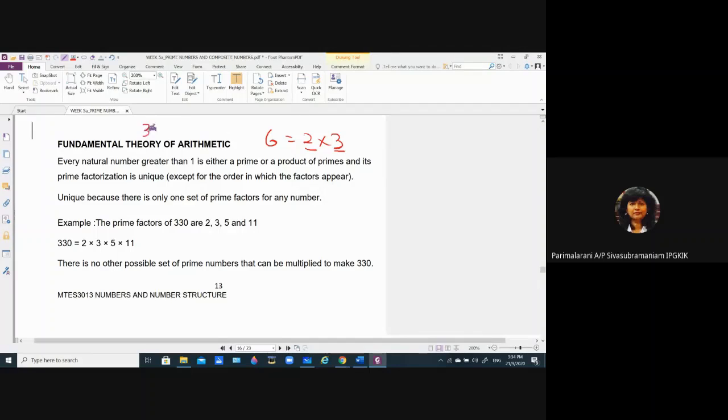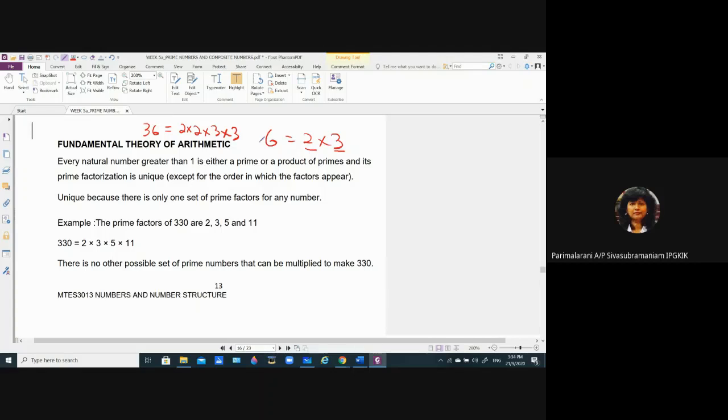Say 36. Can you write this as a product of primes? 36 is what? 4 times 9. We can write it as 2 times 2 times 3 times 3, correct? We can write it as a product of prime numbers. So that is what this theorem is saying.